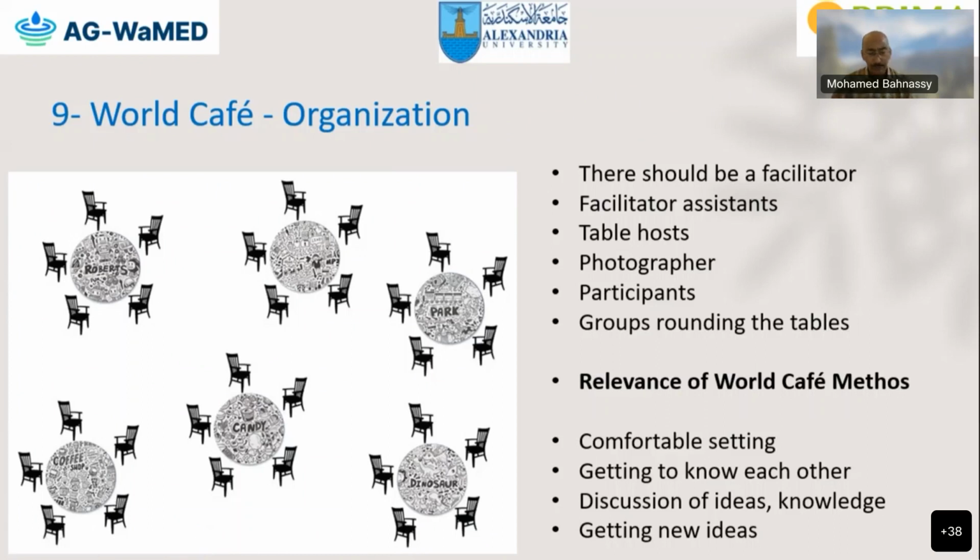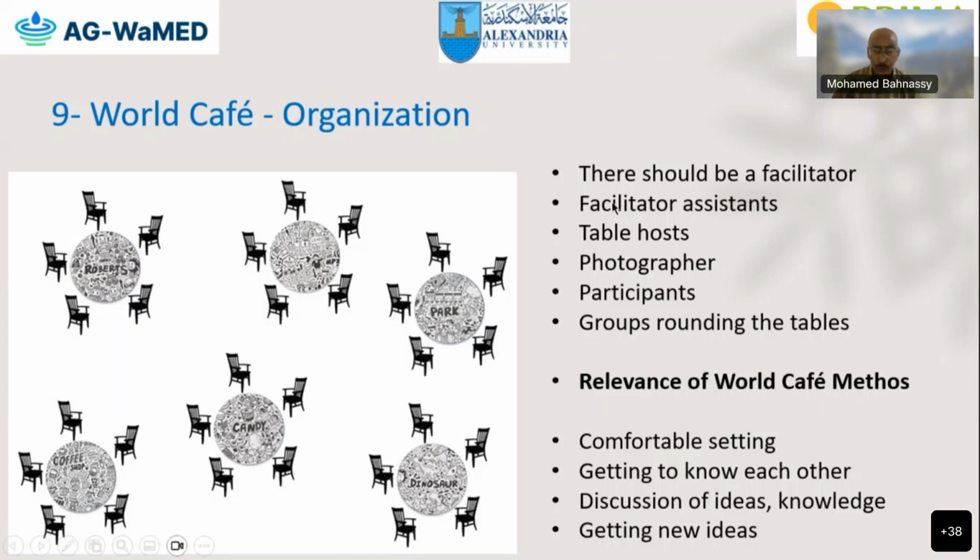stakeholders per table should be 4 or 5, should not increase more than 6. So 4 to 5 is a good number. So the organization is that each World Cafe should have a facilitator, a person who is going to explain the ideas, the challenges, and tell a story about the study area or the living lab.